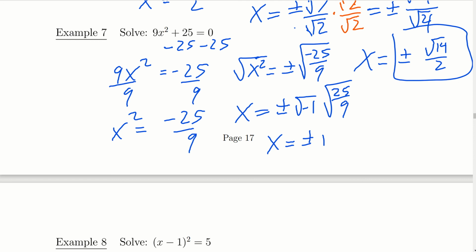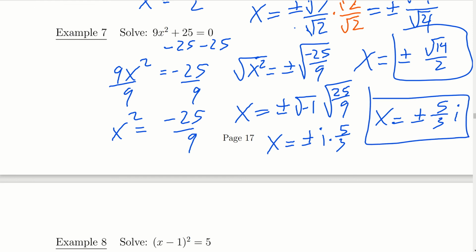The square root of negative 1 is i. And then this is one we can actually do: the square root of 25 ninths. It's the same thing as the square root of the numerator over the square root of the denominator, so it's going to give us 5/3. And then more commonly we would put the i term behind the real value part. So we get two solutions to this. They're both purely imaginary numbers. One solution is negative 5/3 i. The other solution would be x equals positive 5/3 i.